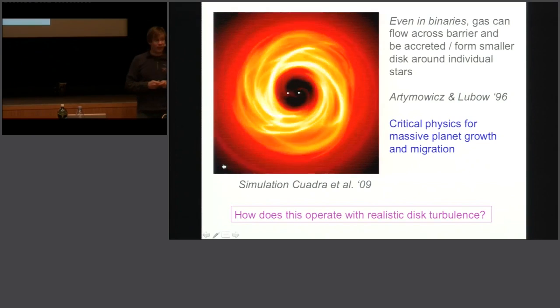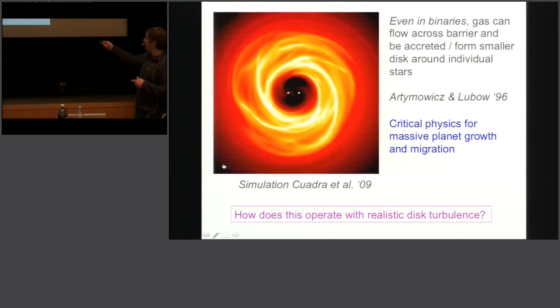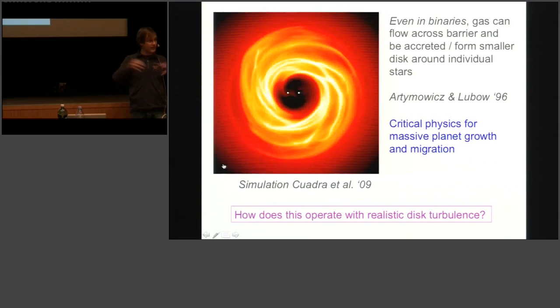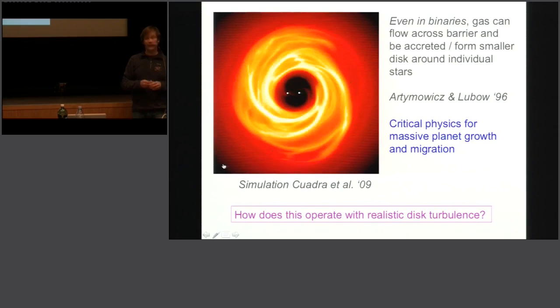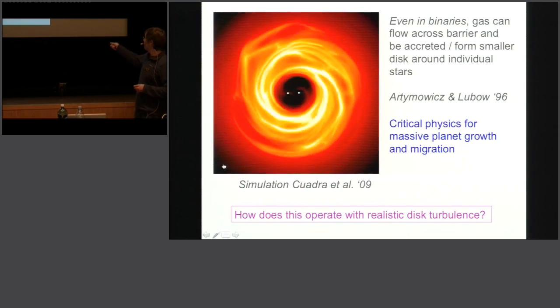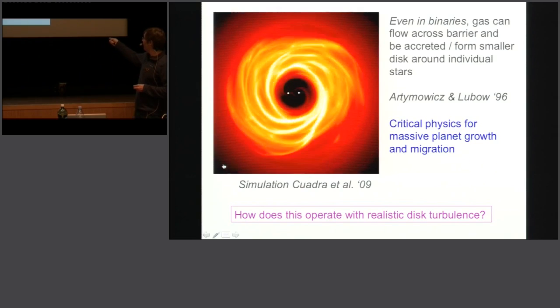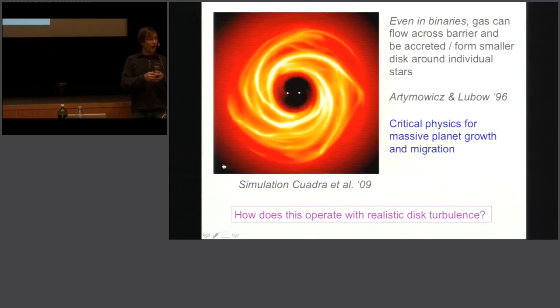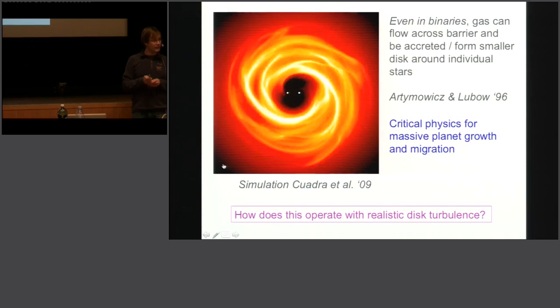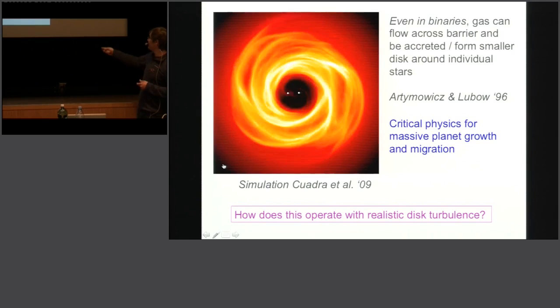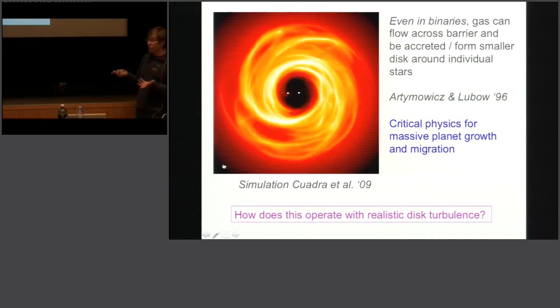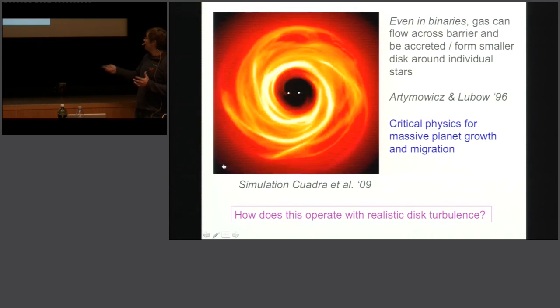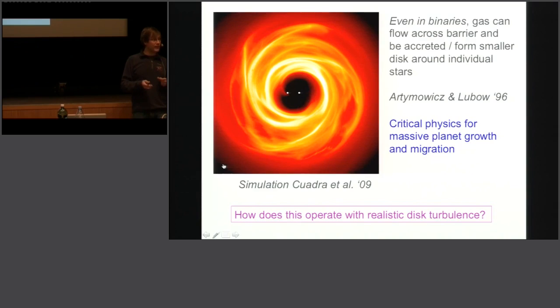And as I think we might hear later in the week, this kind of mass flow across this angular momentum barrier turns out to be rather important for understanding both massive planet growth and also how rapidly planets would migrate inwards through protoplanetary disks. So this is important physics, and a critical issue that remains somewhat open is really how this operates with realistic models for disk turbulence.